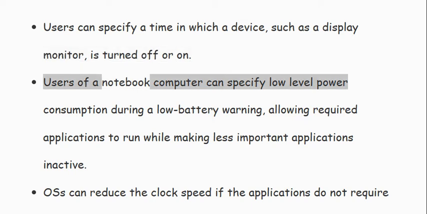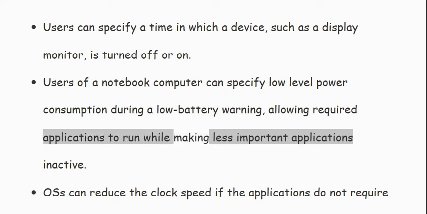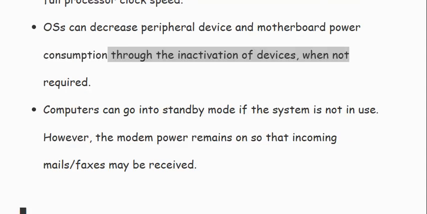Users of a notebook computer can specify low-level power consumption during a low battery warning, allowing required applications to run while making less important applications inactive. OSs can reduce the clock speed if the applications do not require full processor clock speed. OSs can decrease peripheral device and motherboard power consumption through the inactivation of devices when not required.